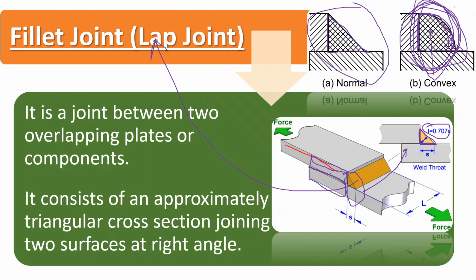Therefore, we always prefer normal weld over convex. We are always going to prefer this type of weld over this weld. And in the due course of this lecture and this course, we will always be using this type of cross section for all types of fillet weld, be it a parallel fillet weld or a transverse fillet weld.